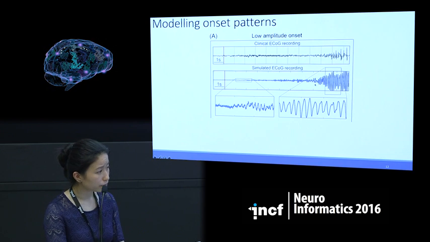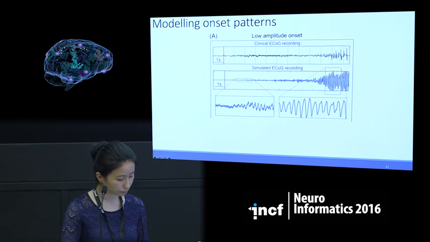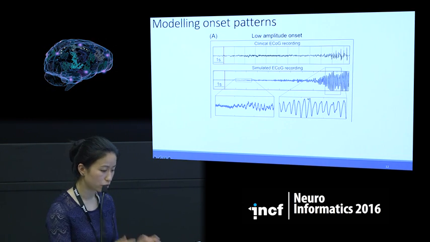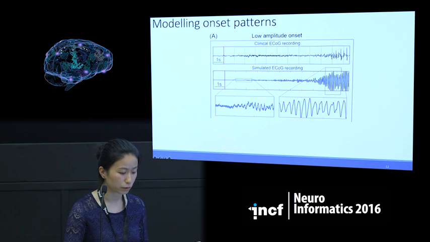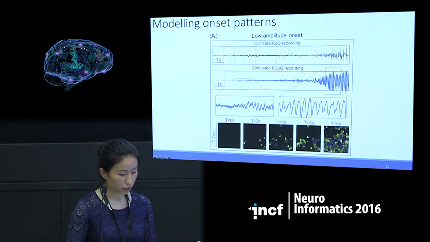And you can find fairly similar activity in the model as well in terms of the onset pattern. You can see at the beginning that you have some fairly low amplitude fast activity, which then evolves into these high amplitude, more coherent oscillatory activities.